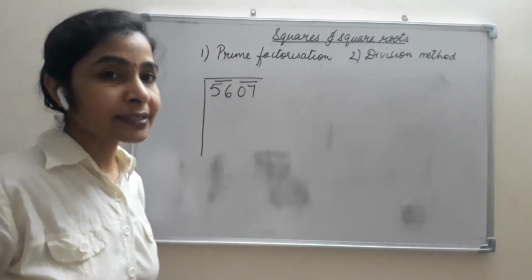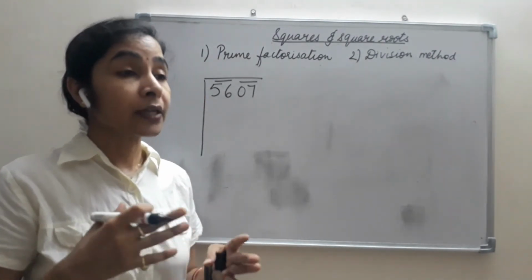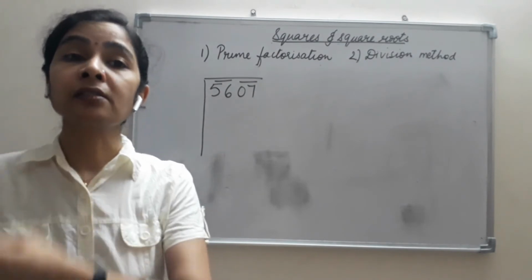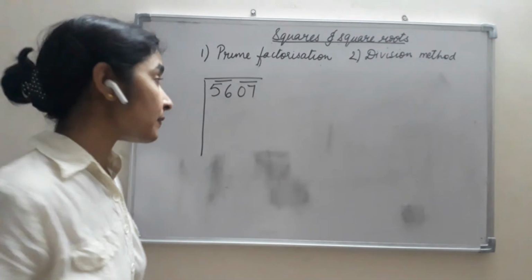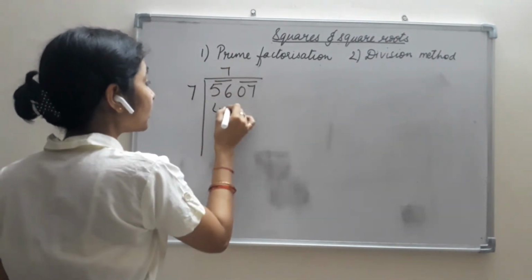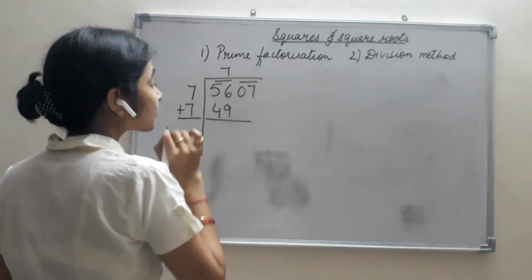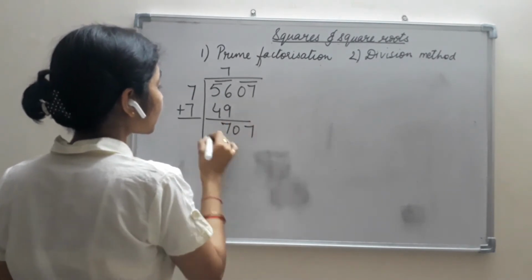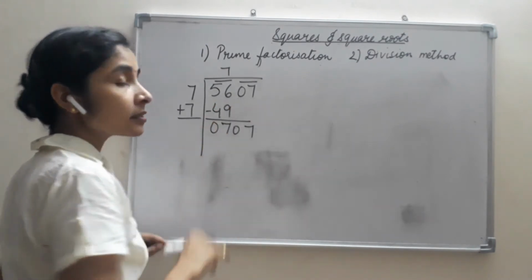56. Now which is a perfect square number less than 56? We have 6 6's are 36, then 7 7's are 49, then 8 8's are 64. But 64 goes above 56. So we have 7 7's are 49. So we take 7 7's are 49 and we add here 7. 56 minus 49 gives me 7, then 07 comes down and here we have 0. 16 minus 9 is 7.